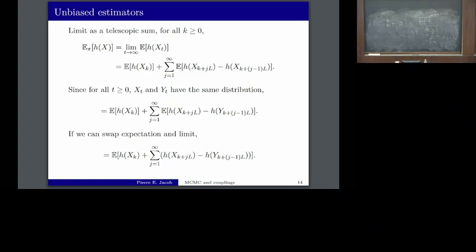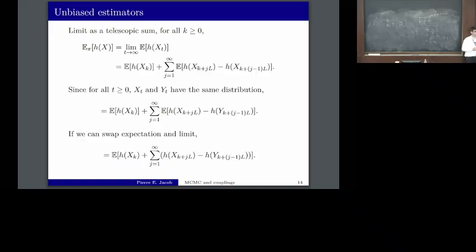If I'm allowed to swap, I have that this is the expectation of an infinite sum of differences. And so that means that within the expectation, I have a random variable. Maybe it's well defined, it's not so clear because of the infinite sum. But that variable has expectation equal to the quantity of interest. Right? We only have equality here. So that variable is an unbiased estimator of the quantity of interest, the expectation with respect to pi.